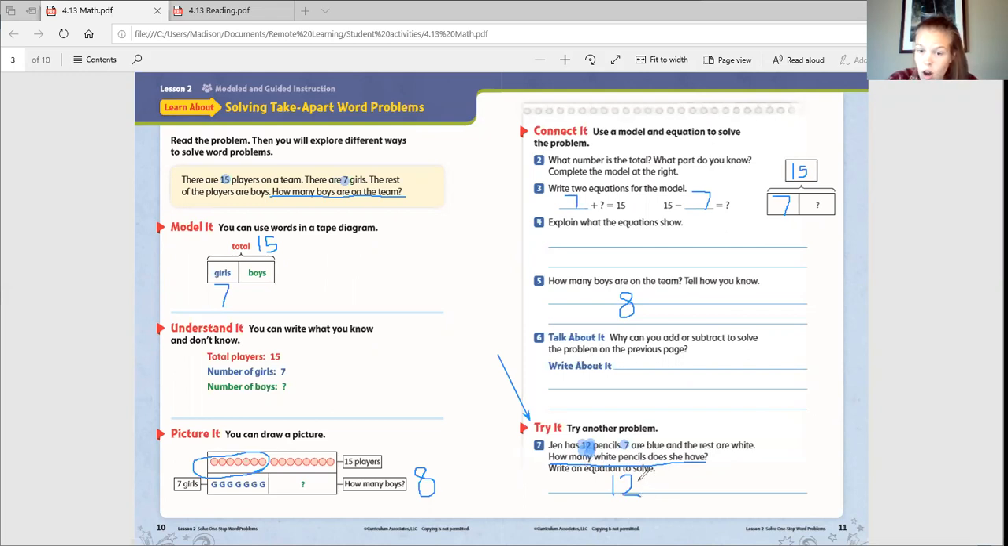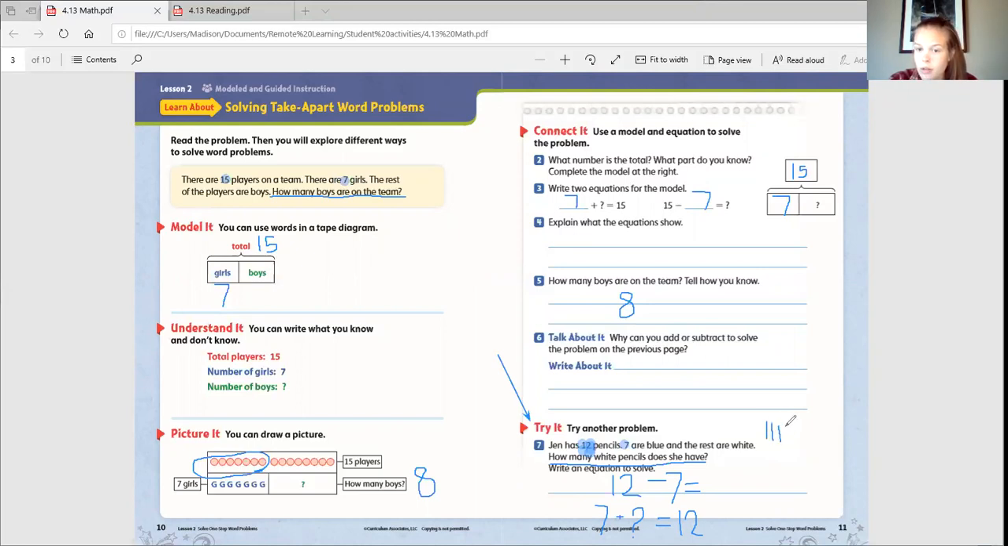So 12, our whole, minus, I'm going to write minus the part that we know, equals it. But then I could also have the part that we know plus the part that we don't know to equal the total amount that we know, which is 12. And there we go. And now we can figure out how to solve it. So I might decide to draw this one. So I'm going to draw 12.